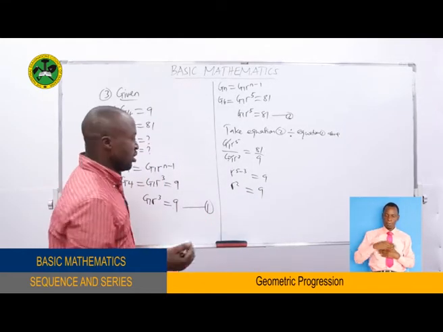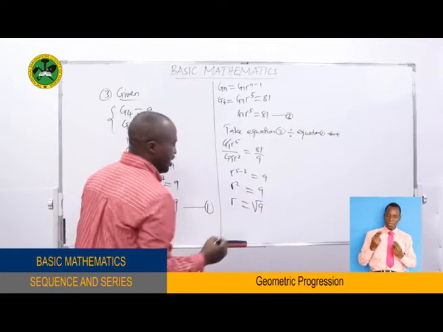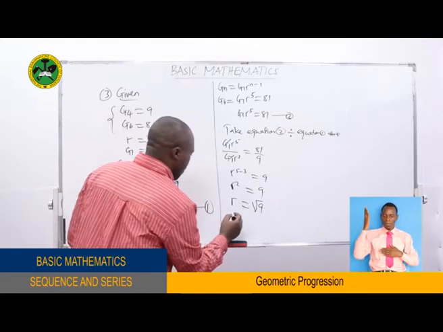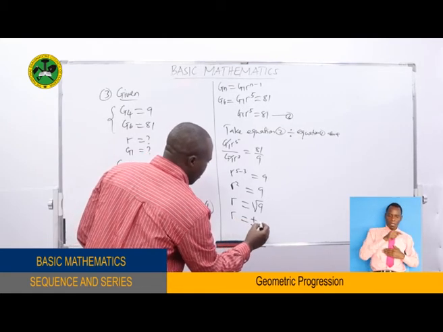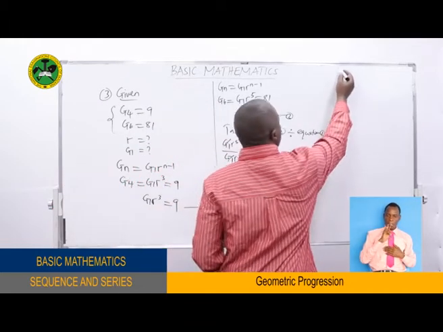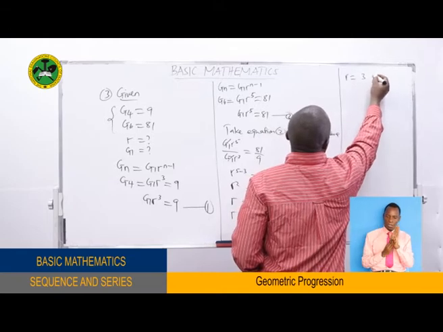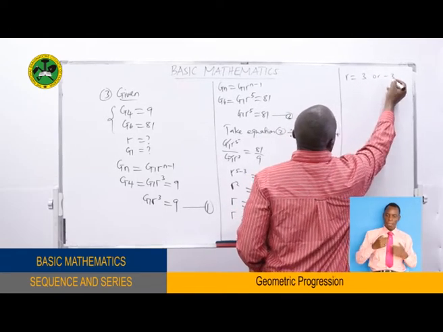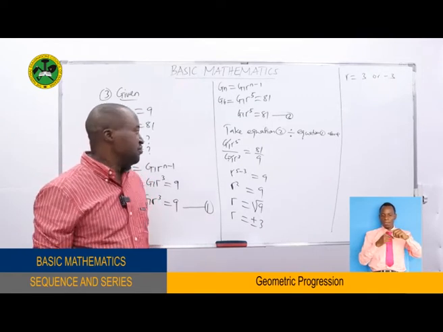Now finding the square root, we have R is equal to square root of 9. So in this case, we are going to have two values of R, that is plus or minus 3. So in this case, we say R is equal to 3 or negative 3. So it is time to find the first term.